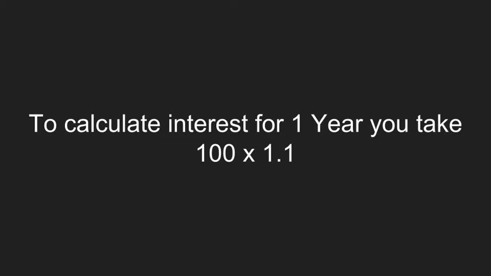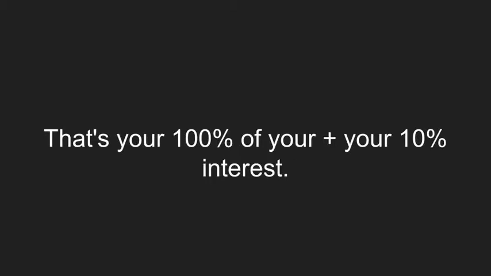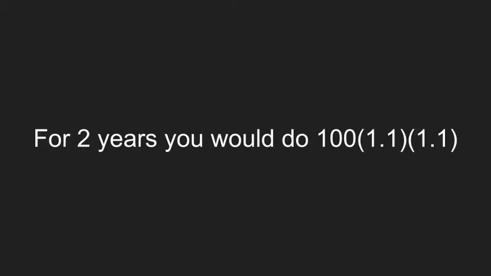So to calculate the amount you will have in 1 year, you take your principal, which is $100, and you times it by 1.1. Why 1.1? Well, we times it by 100%, which is your principal, plus the 10% interest. So that's 110%. In 2 years, we would do 100 times 1.1 times 1.1, or you can square 1.1. So it'd be 100 times 1.1 squared. And if it was 3 years, we'd do 100 times 1.1 cubed. So if you wanted to find out how much you will have in n amount of years, you just times 100 by 1.1 to the nth power.